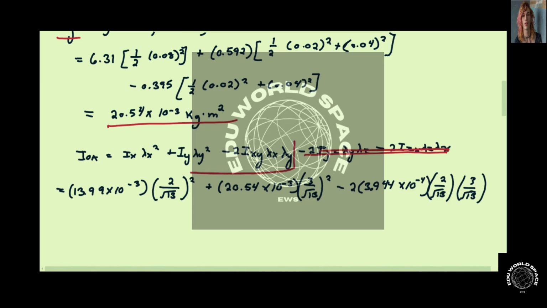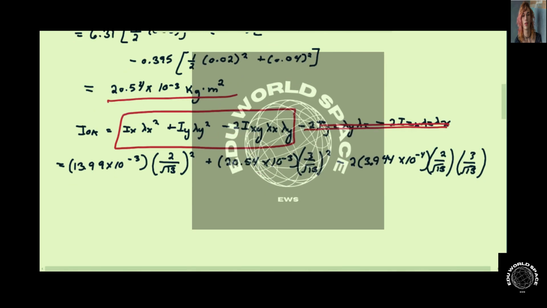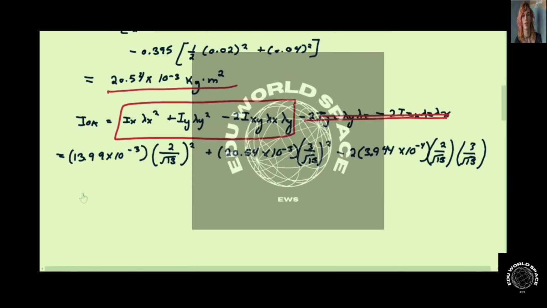And so we put that in your calculator, and you should get 18.919 times 10 to the negative 3 kilograms meter squared. And that is your answer for your IOA. Okay? Thank you, guys.